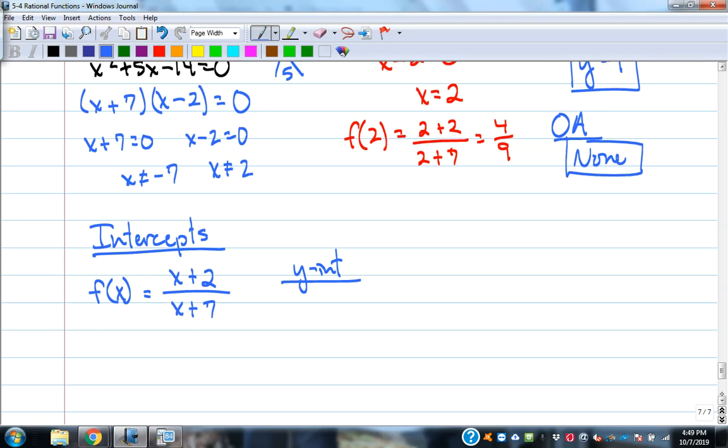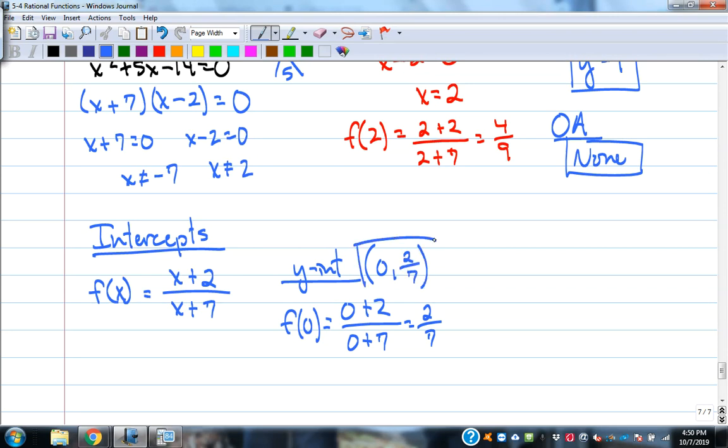Make the x equal 0. So we plug a 0 in the place of x. 0 plus 2 over 0 plus 7, 2 sevenths. So the y-intercept is at (0, 2/7). That's the easy one. The y-intercept should always be the easiest one because you just plug in 0 and work it out.